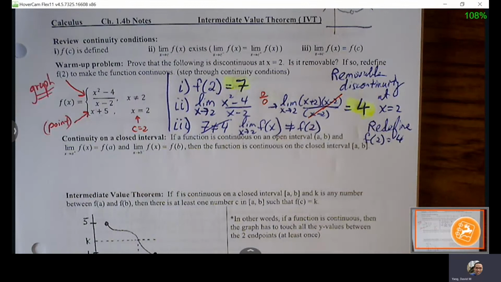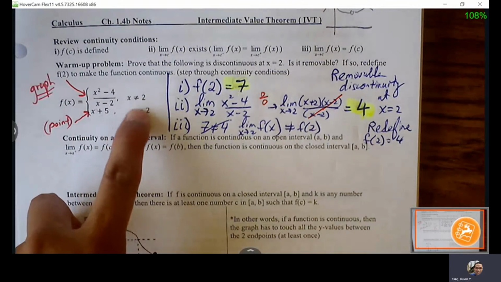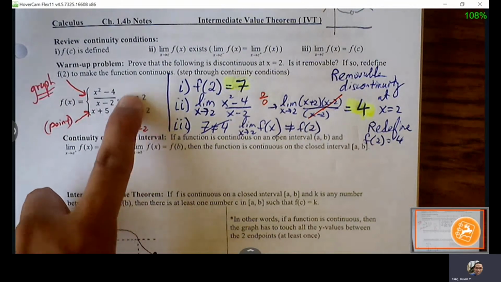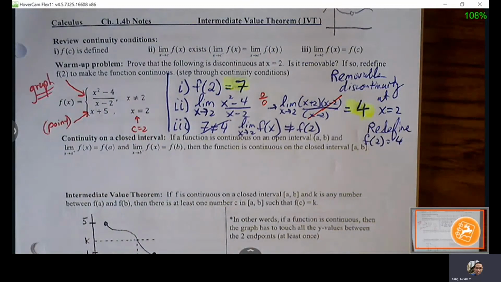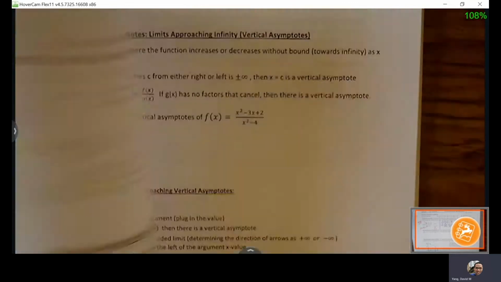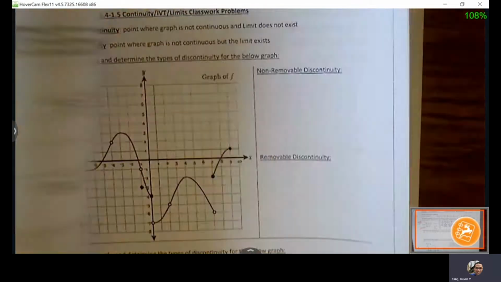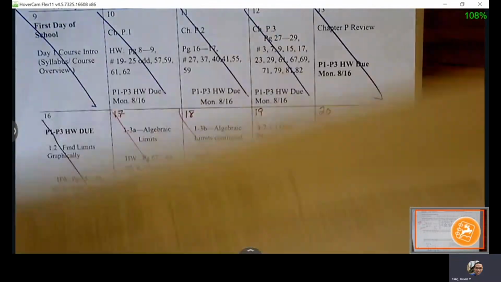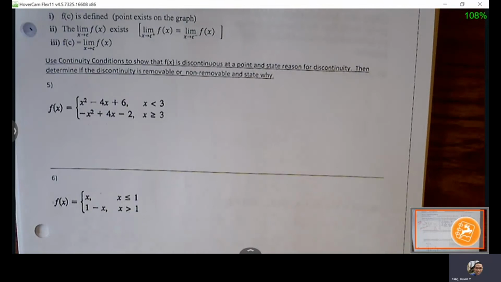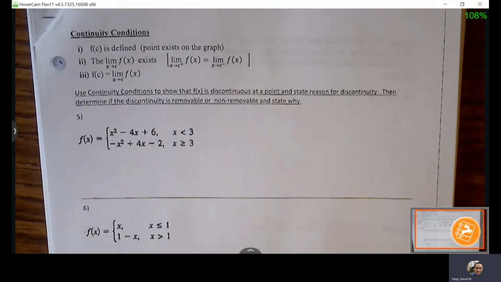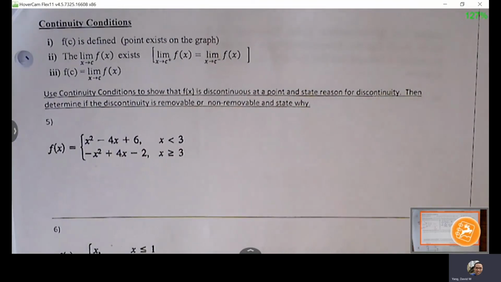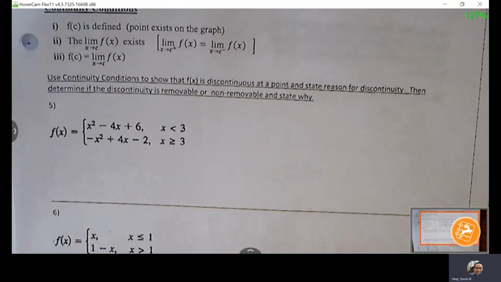Okay, quickly, I want to do one more example to show something else with piecewise functions that looks similar, but there's going to be some distinct differences. So if you guys can flip over a couple pages, there's a practice problem. At the top, you're going to see number 5. It's like 3 pages back, continuity conditions. Number 5 is like a practice sheet.